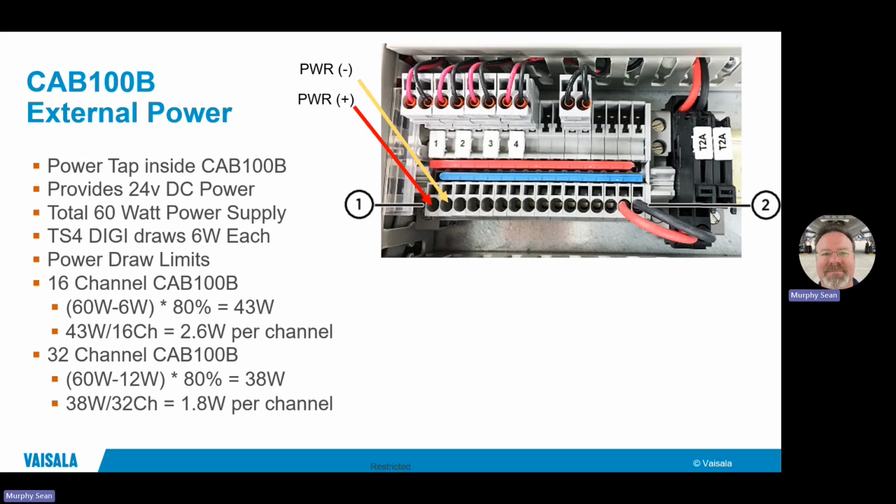Maybe it's a pressure sensor or something like that, where the device will actually power off at 24 volts. You can actually tap the CAV 100. There is a power block in the lower right-hand corner of the panel that gives you direct access to power.